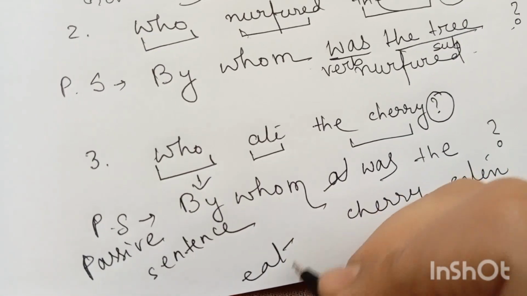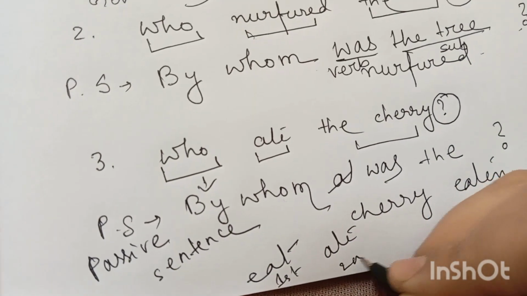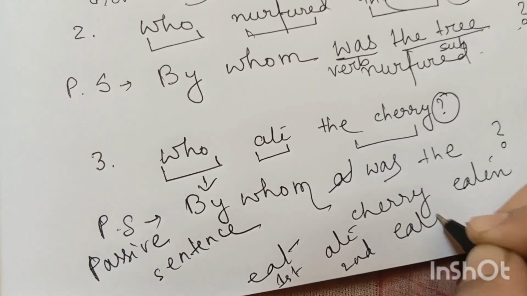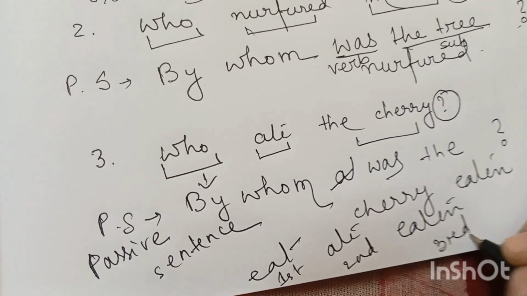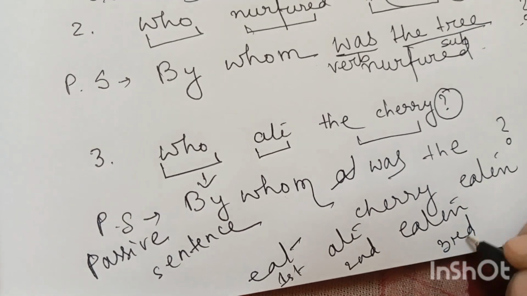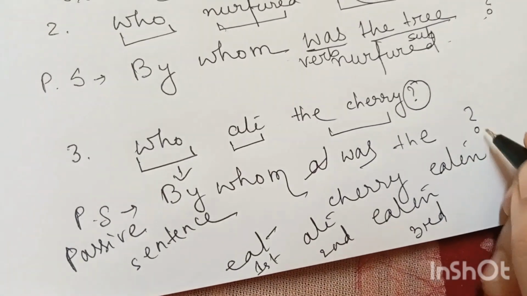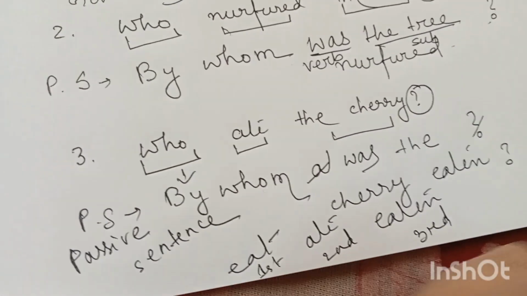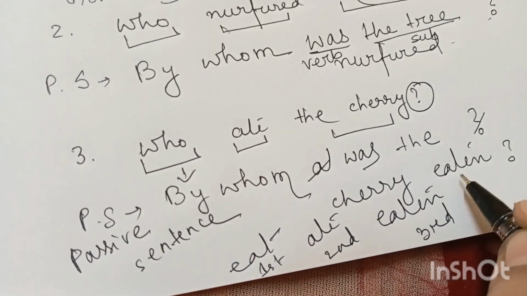Eat is the first form of the verb, ate is the second form of the verb, eaten is the third form of the verb. So we have taken the third form of the verb, that is eaten, and therefore this question mark. So the sentence is like, by whom was the cherry eaten?